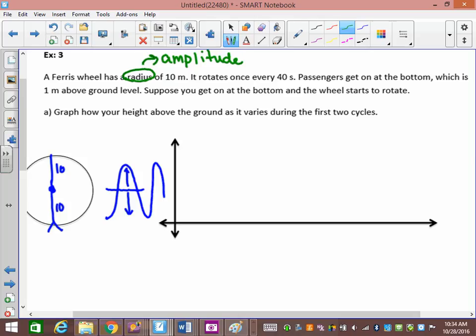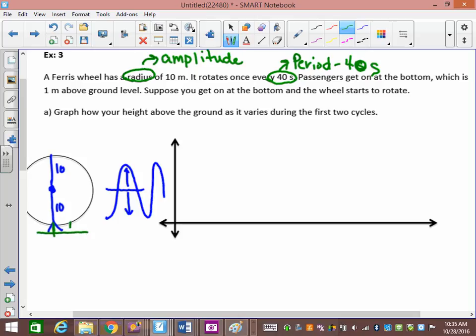Okay. So, we have a radius of 10 at the very least. It rotates every 40 seconds. What's that? When it rotates and does one rotation? Yes. So one rotation or one revolution is the same as the period. So we know the period is 40 seconds because it's how long it takes to repeat itself. Passengers get on at the bottom. That's good. If not, they're airlifting them and dropping them in wherever they want, but they get them on at the bottom, which is 1 meter above ground level.